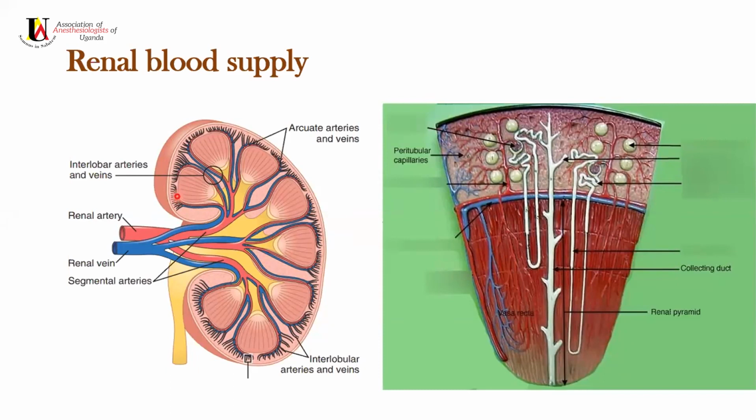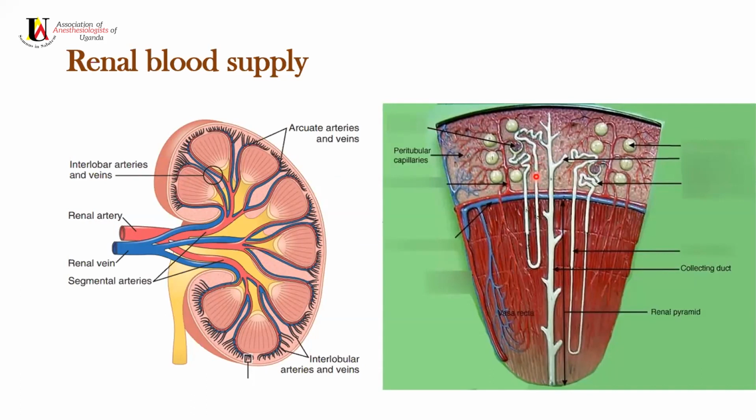Above the pyramid, almost at the junction between the medulla and the cortex, we have arteries that are running horizontally. They're called the arcuate arteries. The arcuate arteries then give off branches which look like the moving legs of a millipede, and that gives us the interlobular branches. So when you look at the diagram, I hope you can see my pointer.